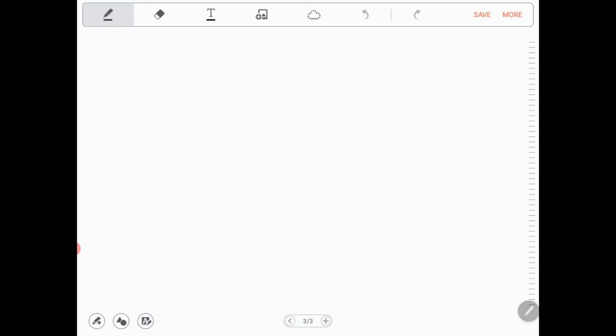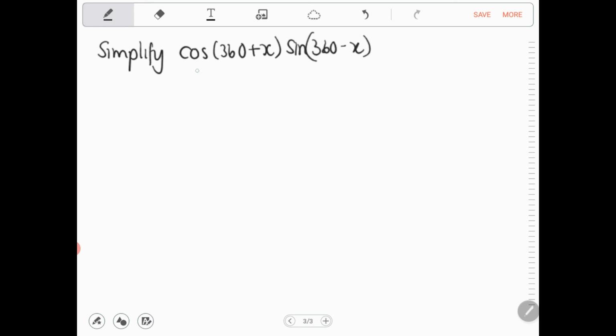Okay, and then one more quick one. Let's simplify this. So we've got the cos of 360 plus x, sine 360 minus x. Okay, so you should be thinking about straight away your cos diagram. And remember, this x is exactly the same as a theta. It's an acute angle that we're looking at.